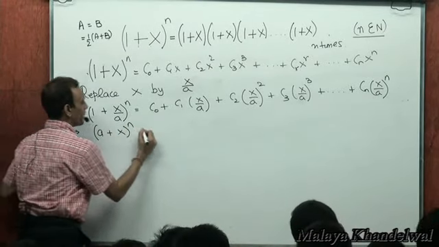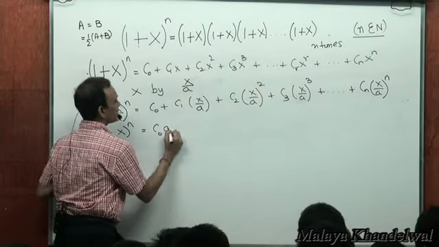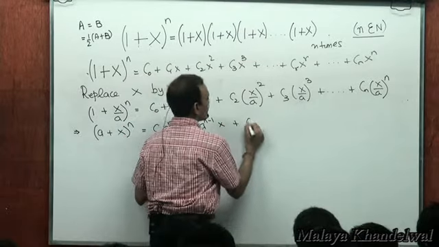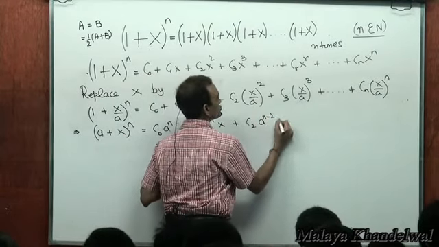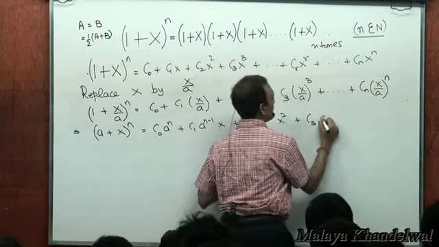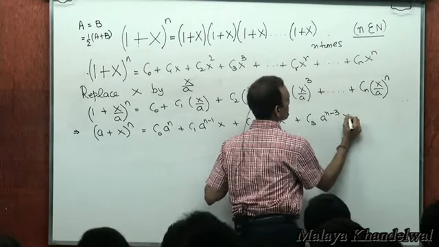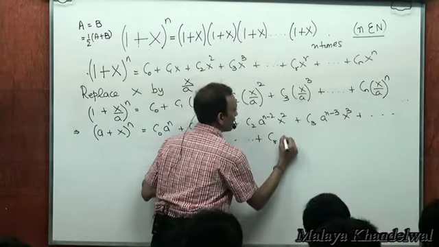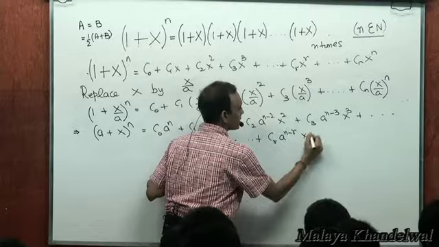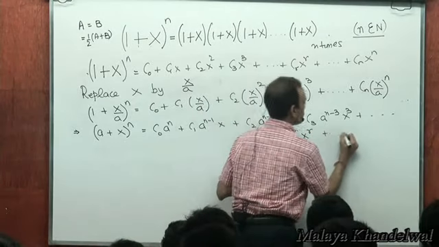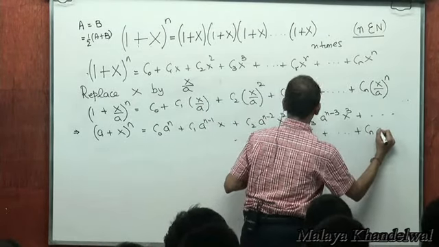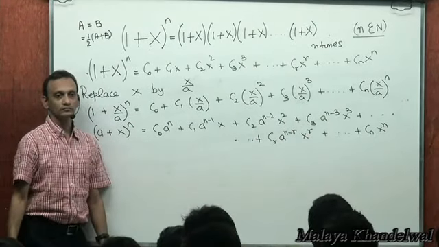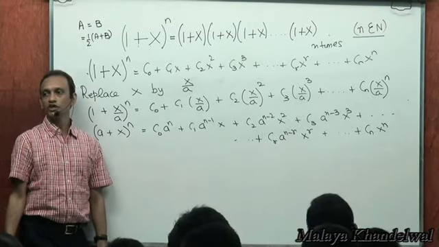a plus x whole to power n, which is going to be C0 a to power n plus C1 a to power n minus 1 x plus C2 a to power n minus 2 x squared plus C3 a to power n minus 3 x cubed, Cr a to power n minus r x power r, right, going up to Cn x power n. Yes or no?